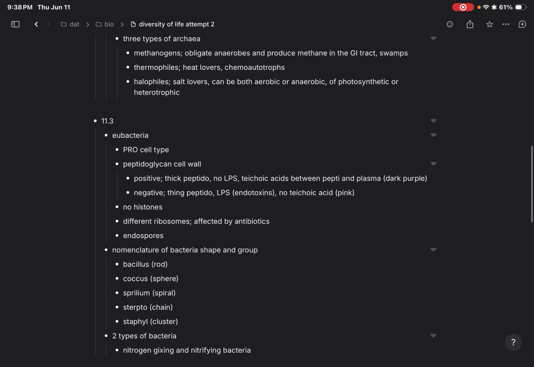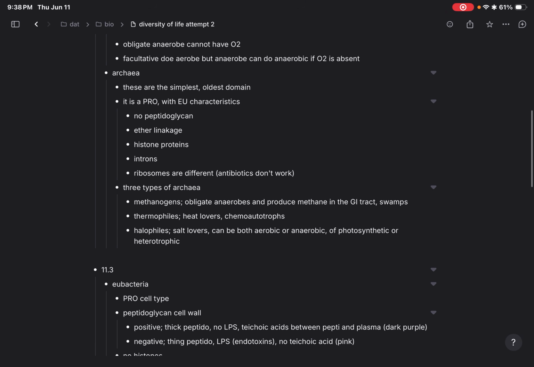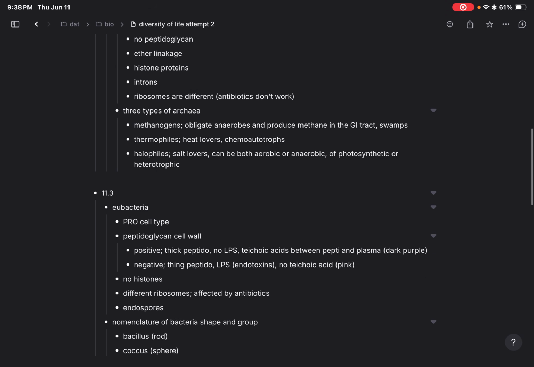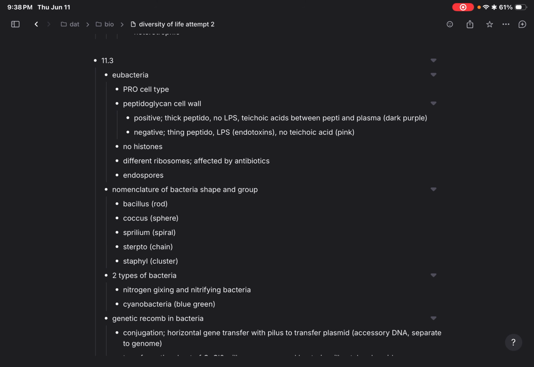Now moving on to domain eubacteria. These are prokaryotic cell types. They have a peptidoglycan cell wall, as compared to the archaea with no peptidoglycan. With this peptidoglycan cell wall, we can divide them into two groups: gram positive and gram negative.